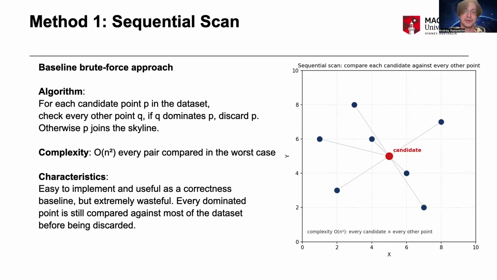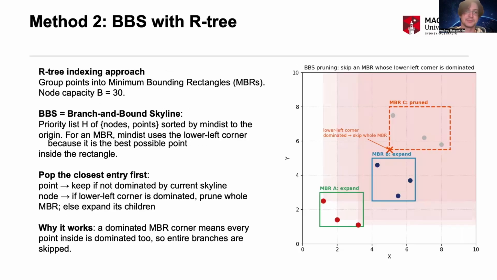For each candidate point, I compared it against every other point in the dataset. If any other point dominates it, the candidate is discarded. If no other point dominates it, then we can add it to our skyline list. This method was useful because it's simple and gives us a baseline, but it's also extremely inefficient because in the worst case, it compares every pair of points. That gives us an O(n squared) time complexity.